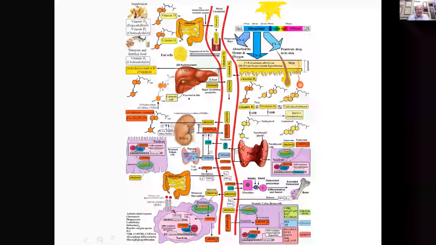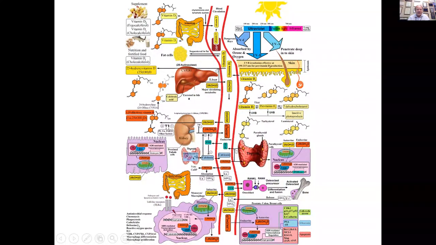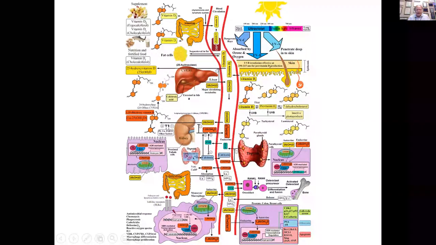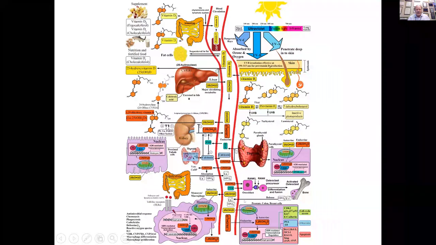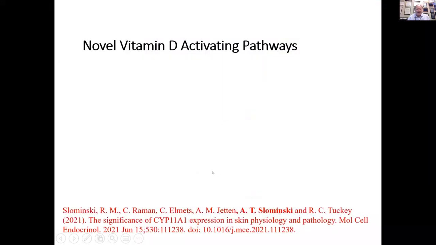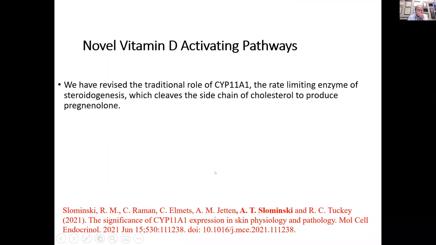Then entering the kidney, in the kidney, C1 alpha hydroxylation. So we have 1,25-dihydroxy vitamin D3, which by dogma was considered as the only active form of vitamin D3, entering again the circulation, going to the target organs and interacting with the vitamin D receptors. So the dogma was also that there is only one vitamin D receptor. And we broke this dogma by discovery of novel vitamin D activating pathways.